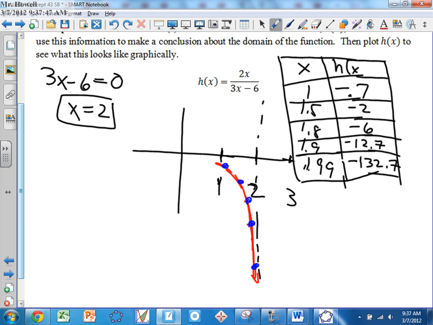Wait, is the last one 2.1 or 1.999? 1.999. Oh. I'm just confused. Because what we're doing, Ashley, take a look at the pattern.